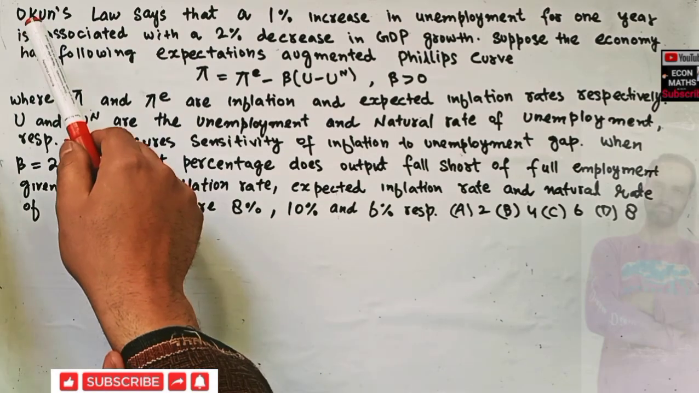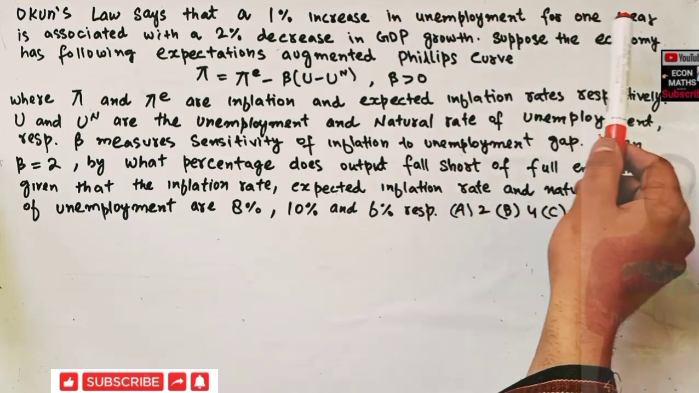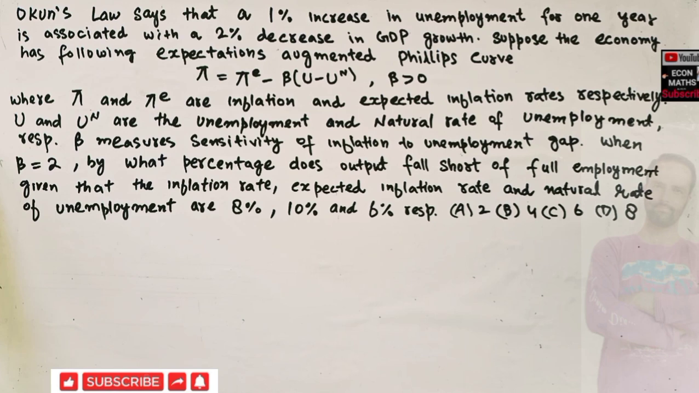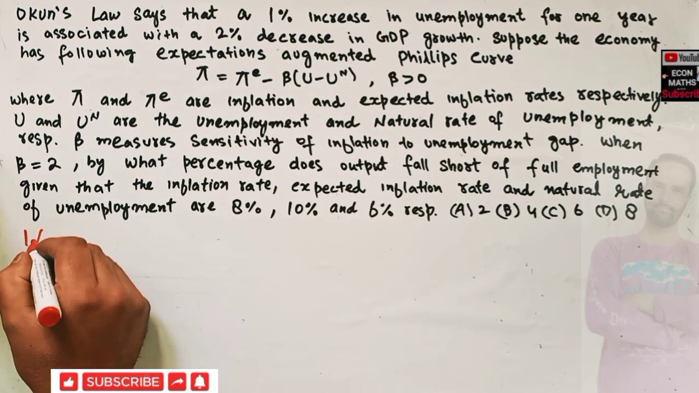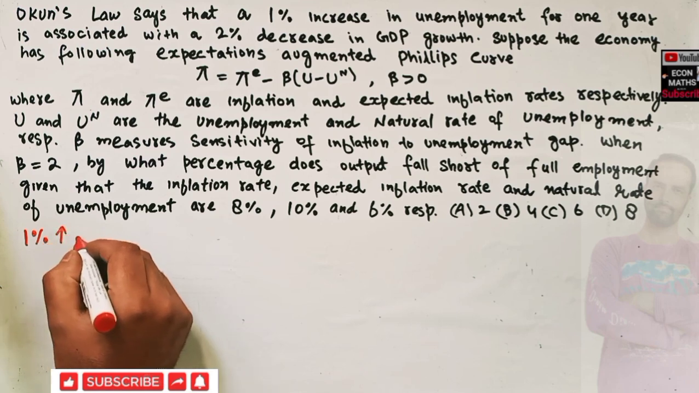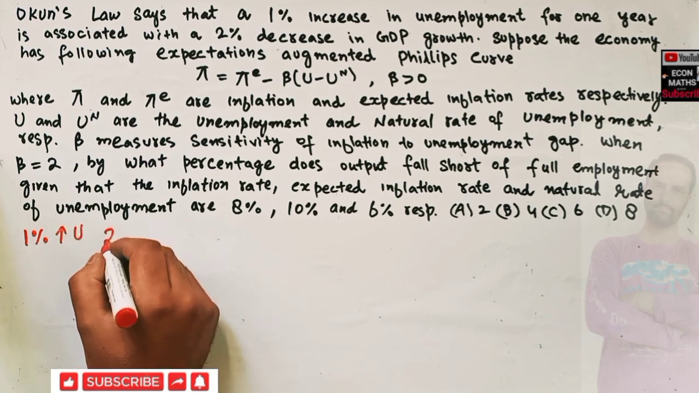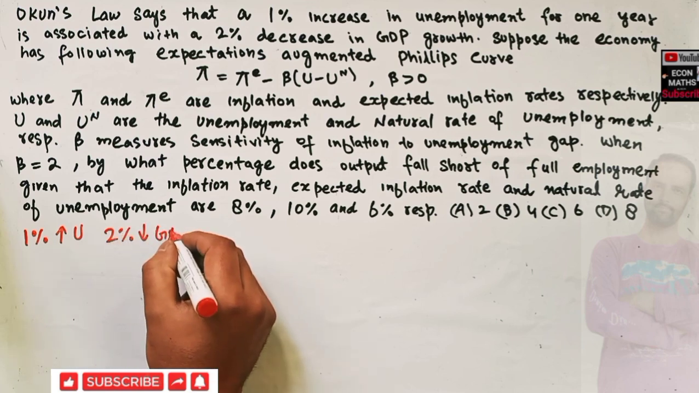Next question is O'Connor's law states that a 1% increase in unemployment for 1 year is associated with 2% decrease in GDP growth. Okay, so by O'Connor's law, if we have 1% increase in unemployment rate, it leads to a 2% fall in GDP.